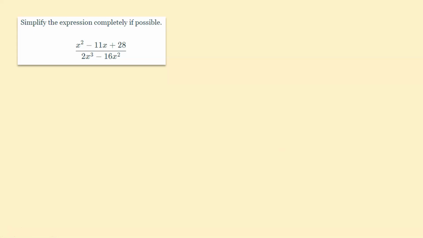Let's go ahead and look at another example. This one, I'm going to go ahead and factor the numerator. That's another trinomial you'll factor by ACB tree. So you should have gotten x minus 7 times x minus 4 when you did that.